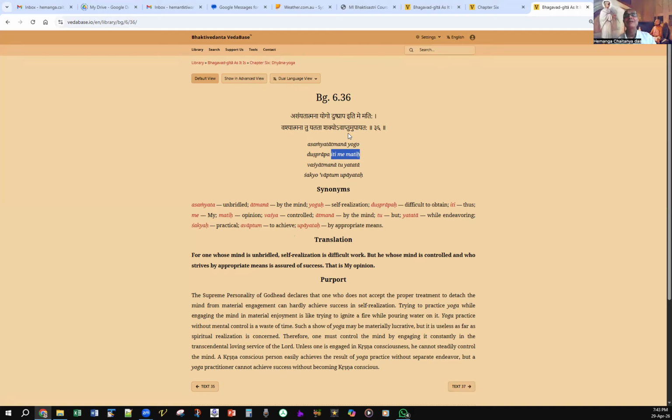But he's saying, "Iti me matih." He is so humble, and we become very, very strong. I've said it, brother, I'm a senior devotee. You're not listening to me? Your Krishna, the Supreme Personality, was saying, "Iti me matih." Hey Arjun, my dear Arjun, this is my opinion. So he's giving the next person the opportunity to express his opinion as well.